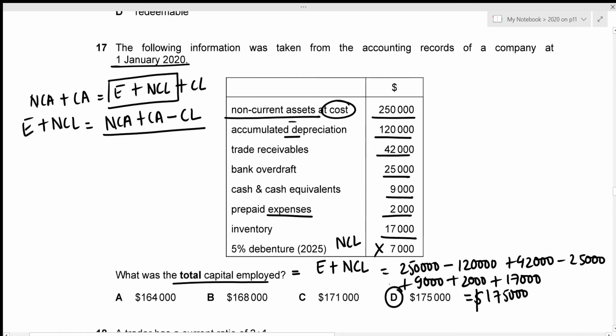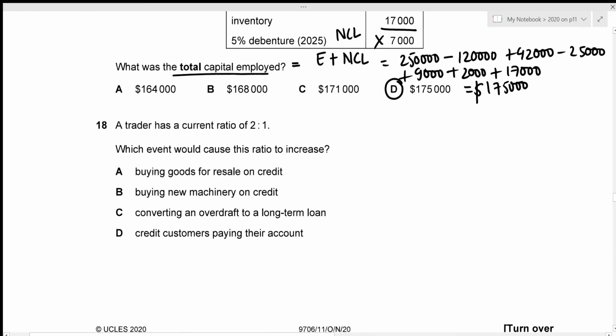Now we can move towards question number 18. A trader has a current ratio of 2:1. Which event would cause this ratio to increase? So we're talking about current ratio, and the formula is current assets divided by current liabilities. And we are trying to figure out the increment in this ratio, right? So for the current ratio to increase, either the current assets should increase or the current liabilities should decrease, right? So we're looking for these two conditions.